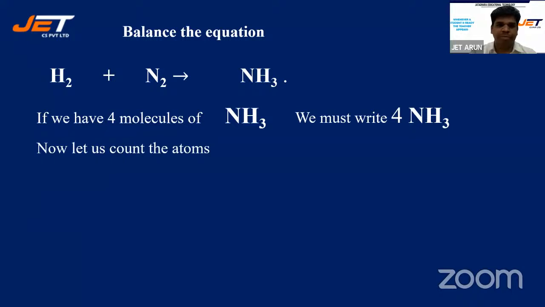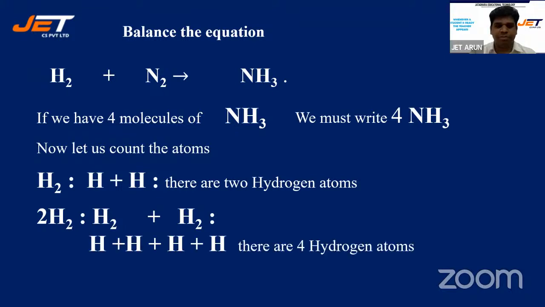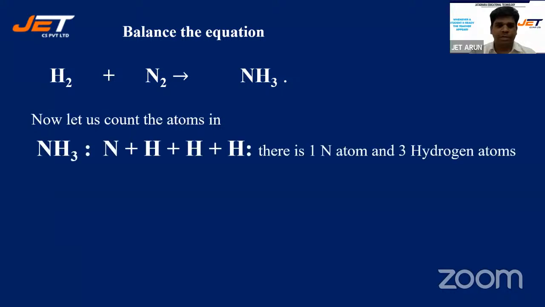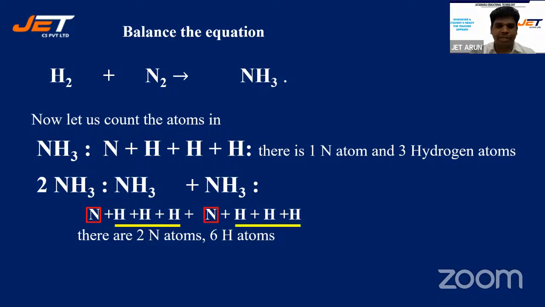All right. Now let us count the atoms. There are 2 hydrogen atoms in an H2 molecule. If you have 2 H2, I've got H2 and H2, so 4 hydrogen atoms. Similarly, NH3 has 1 N atom and 3 hydrogen atoms. 2 NH3 means 2 NH3 molecules, so 2 N atoms and 6 hydrogen atoms. See, look, it's in a red box: 2 N atoms and 6 underlined H atoms.